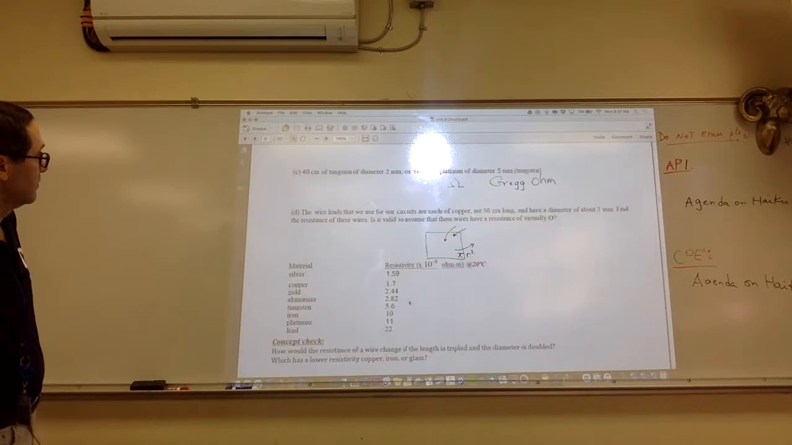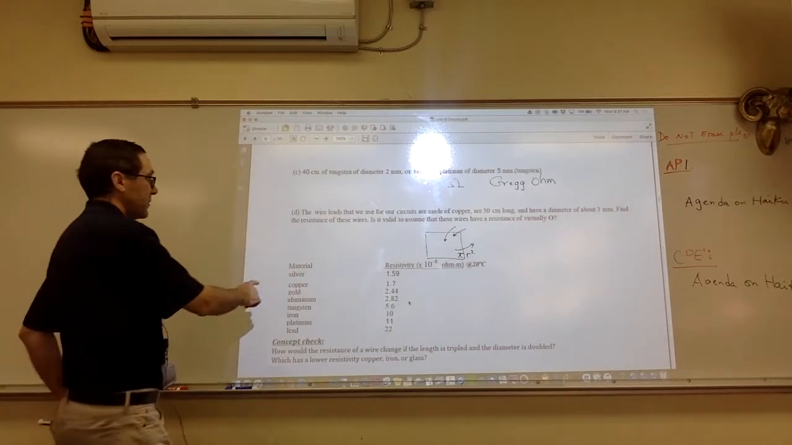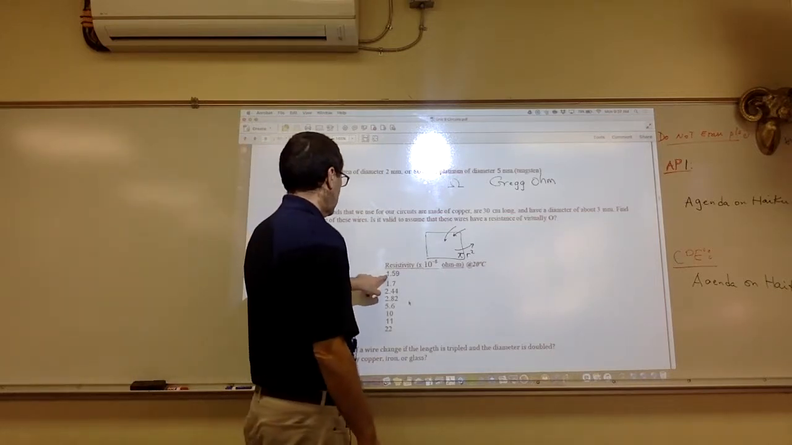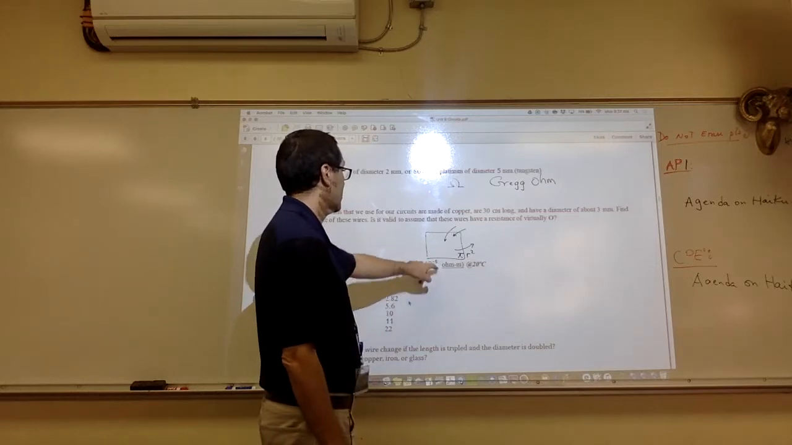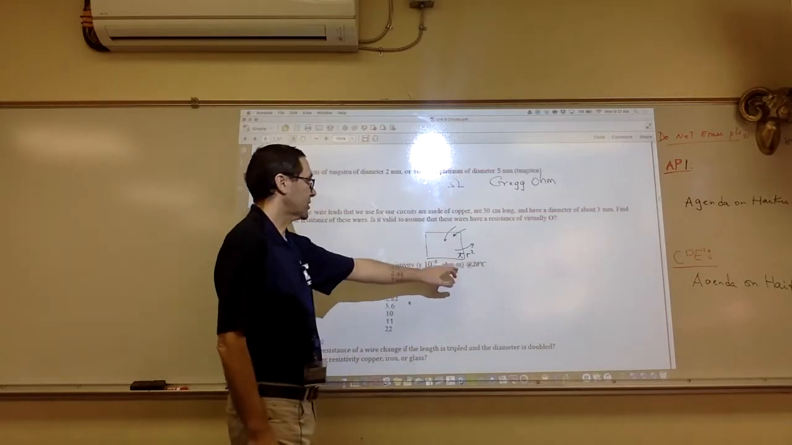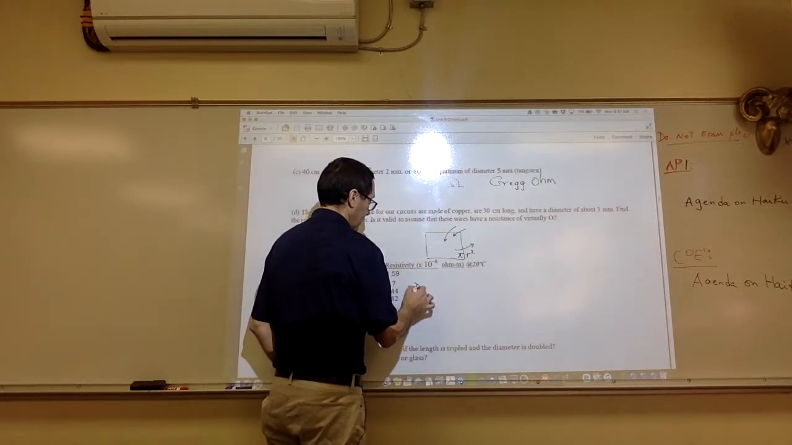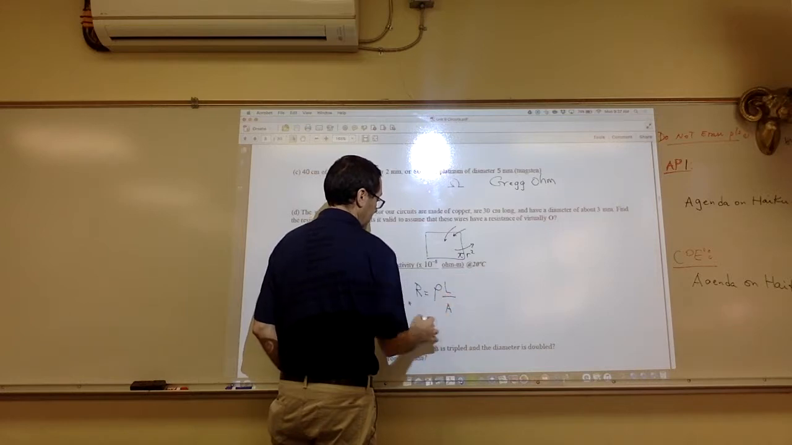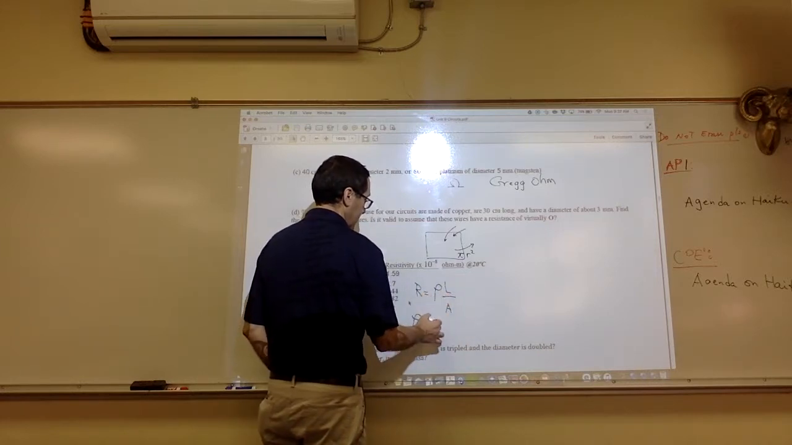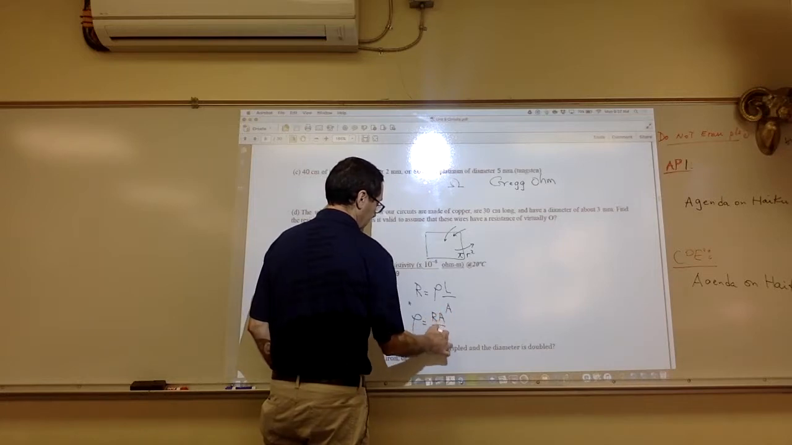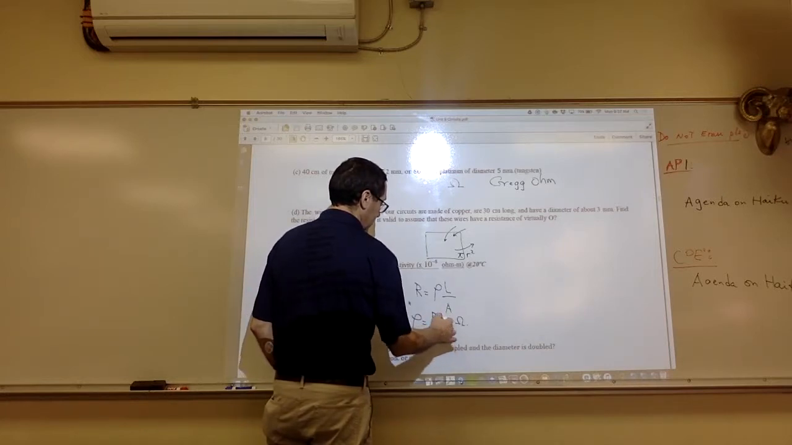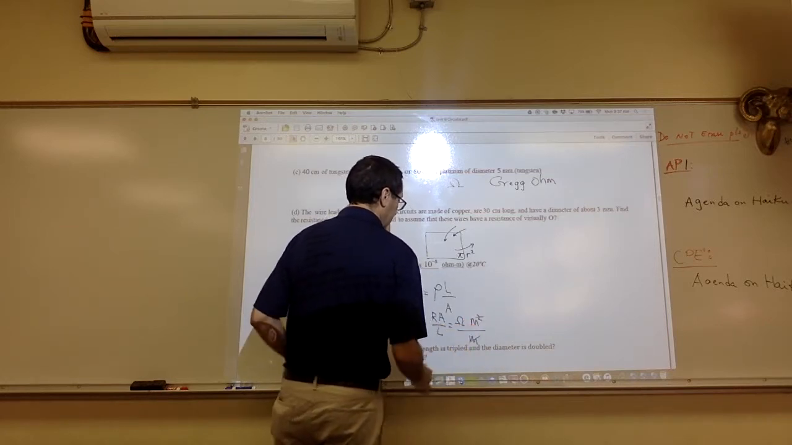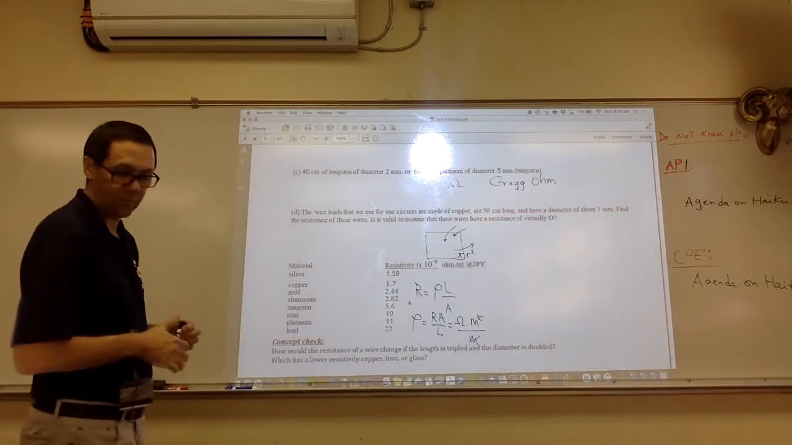And in this list here, you have different resistivities of different materials. The way you read this is 1.59 times 10 to the negative 8. The units are ohms times meters, and here's why. R is rho L over A. If you want to find the unit for rho, you have to isolate it. Resistance is in ohms, area is in square meters, and L is in meters. So you can get rid of meter, and you're left with ohms times meters.